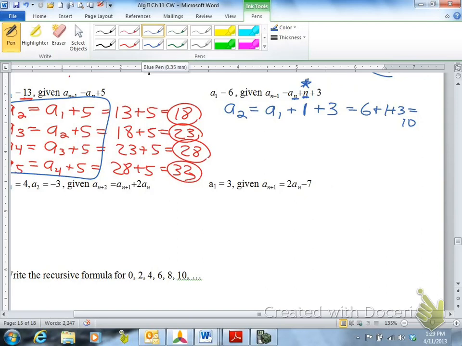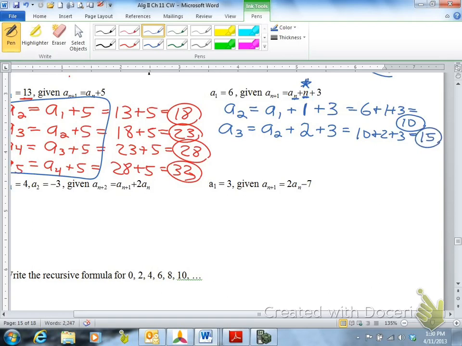Let me do one more, then I'll have you try one. A sub 3 is the term before it, A sub 2, plus, now here's the money. Do you understand what the n is going to be? Whatever this subscript is, that is what your n is. So it's a 2. A sub 2, look up here. Oh no, I don't know A sub 2. Oh wait, I just found it earlier. It's 10. Plus 2 plus 3 is 15.